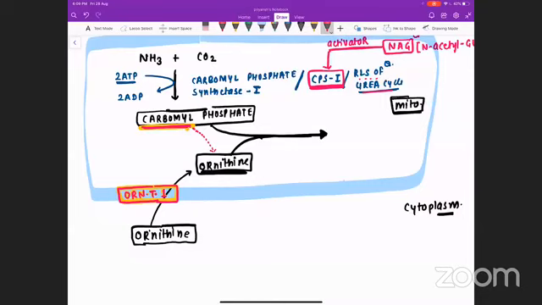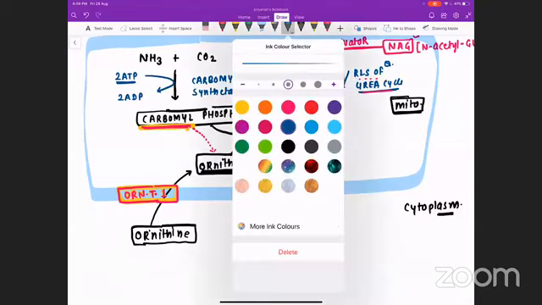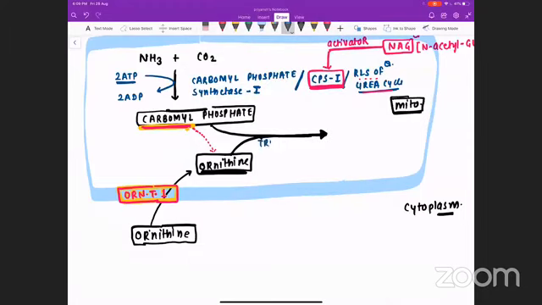If you are transferring the carbonyl group, the name of the enzyme will be transcarbamylase. Because we are transferring on ornithine, the full name of the enzyme is ornithine transcarbamylase. In short, it is written as OTC. When the carbonyl group is transferred on ornithine, the molecule that we get is citrulline.